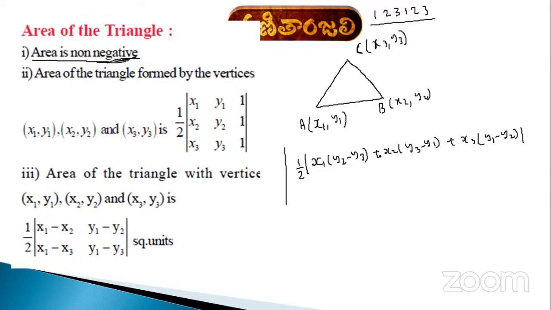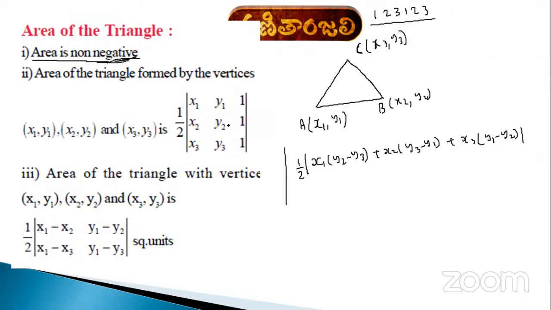Or if you want to do it in a simple way, this formula is used: half into the determinant of the matrix. I think you know determinants, right? The rows are x1 y1 1, x2 y2 1, x3 y3 1. Don't forget to add the mod at the end.